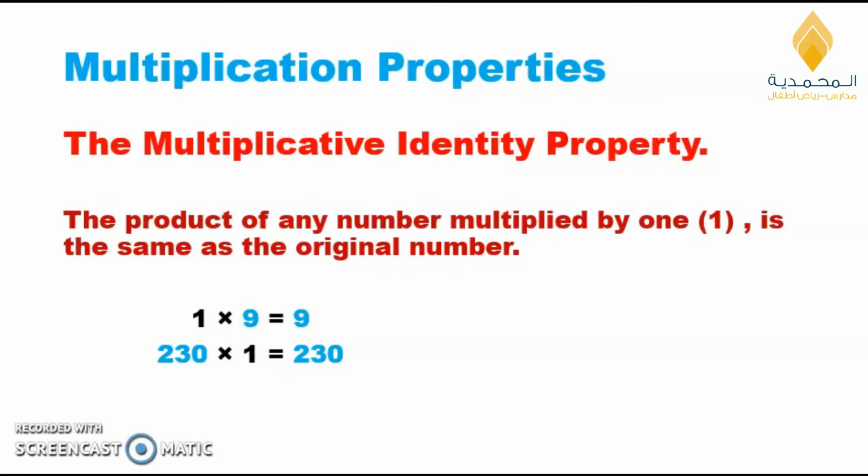Which is the multiplicative identity property. This property says that the product of any number multiplied by 1 is the same as the original number. Easy, which means 1 times 9 equals 9. 230 times 1 equals 230. So any number, when we multiply it by 1, it will give us the same number. This is the multiplicative identity property.